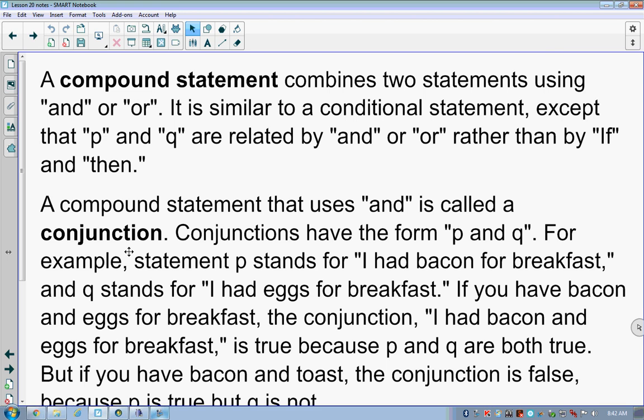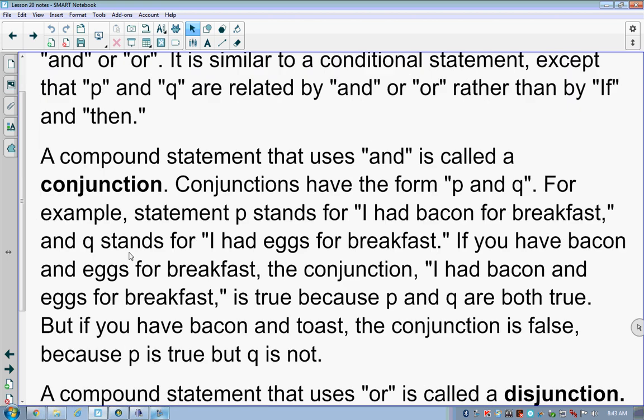Okay. For example, statement P stands for I had bacon for breakfast, and Q stands for I had eggs for breakfast. If you had bacon and eggs for breakfast, that's a conjunction. Both of those things are true, right? Because P and Q are both true, that's a conjunction. But if you had bacon and toast, the conjunction is false because P is true, but Q is not true.